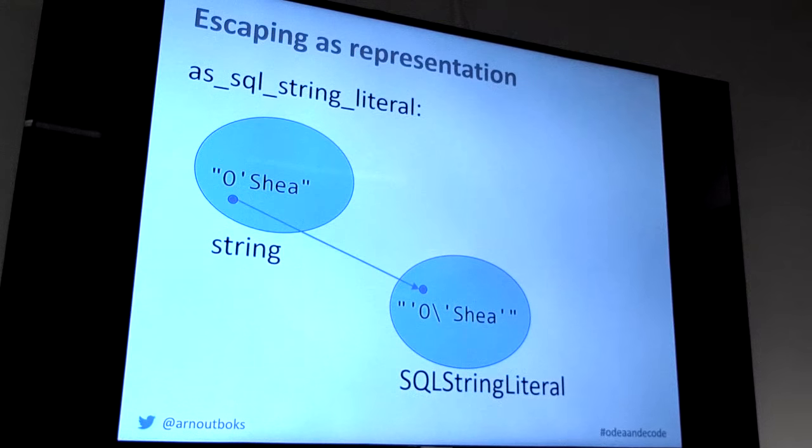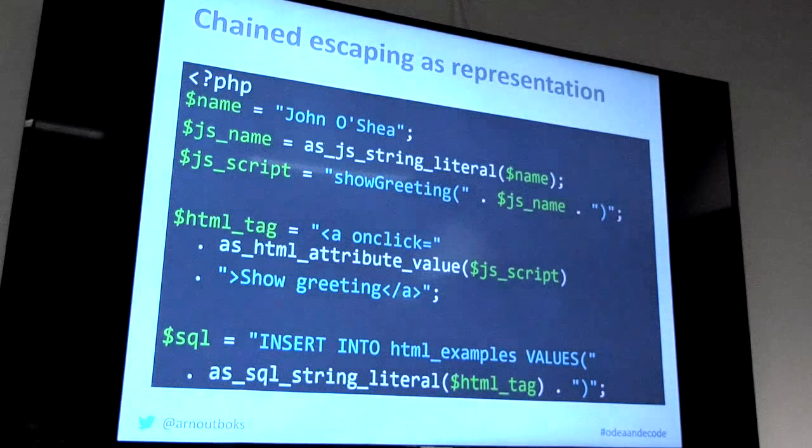And if we view it like this, we could also easily solve problems with nested escaping if we think of them as representations. Suppose we have a use case where we need to put a name, which can again be John O'Shea or something, in JavaScript, put that into an HTML attribute, and then store that HTML fragment in a database. We need to escape 3 times, or actually, we need to represent that data in different forms, nested.